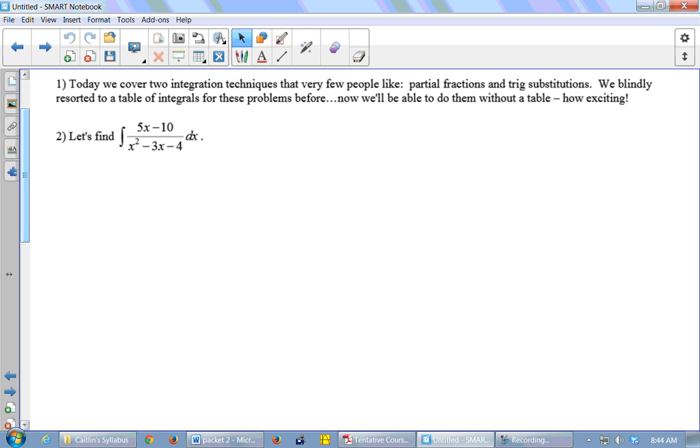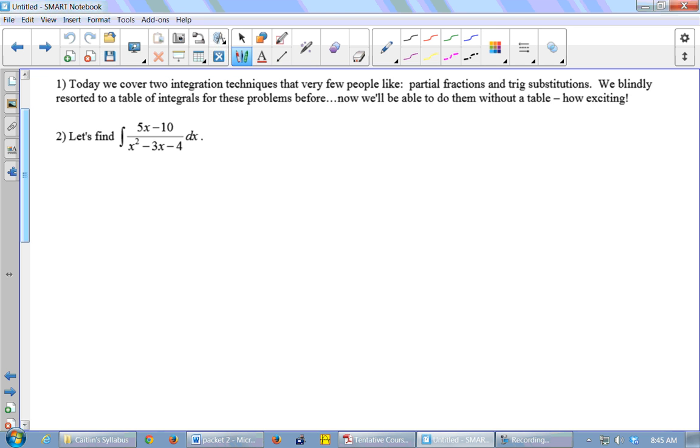Okay, so if I want to find the integral of 5x minus 10 over x squared minus 3x minus 4 dx, I could use the table, right? Because that's a linear over a factorable quadratic. So I could just use a table. But the whole point of today is to learn how to do this without the table.